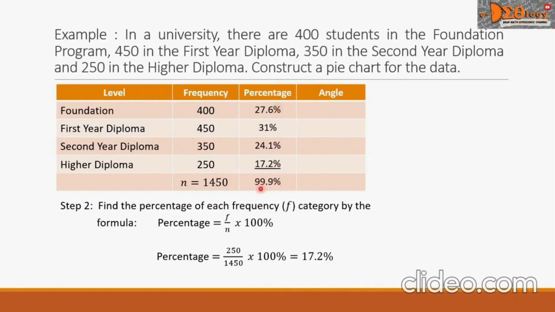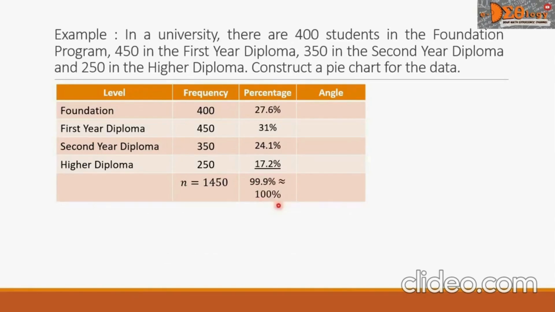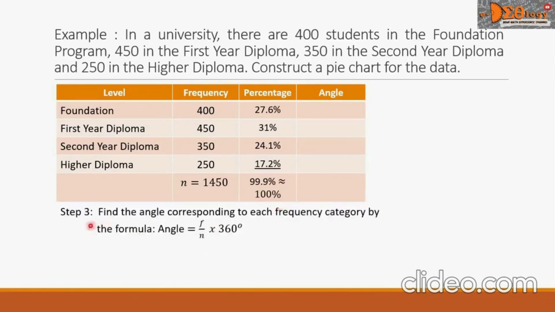After that, let us get the total of this column. We will have 99.9%, and this is equivalent to 100%. Now, let us go to step 3. Find the angle corresponding to each frequency category by the formula angle equals F over N times 360 degrees.